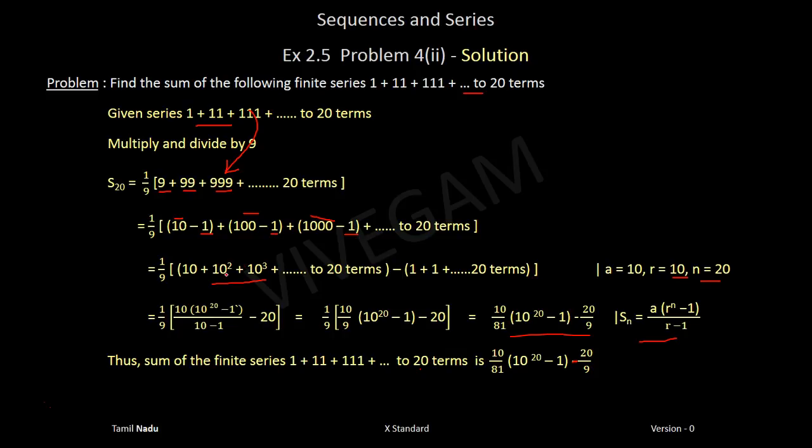And this is nothing but a geometric series with A equal to 10 and R equal to 10, because what is your R? T2 by T1 or T3 by T2. T3 by T2 is 10 cubed divided by 10 square, that is 10. 10 square divided by 10 is also 10. So R is 10 and A equal to 10, and we have 20 terms, so N equal to 20. So apply the formula Sn equal to A into R to the power of N minus 1 by R minus 1. Because R is greater than 1, you have to use this formula. Use that formula, simplify it, and you'll be able to get this value.